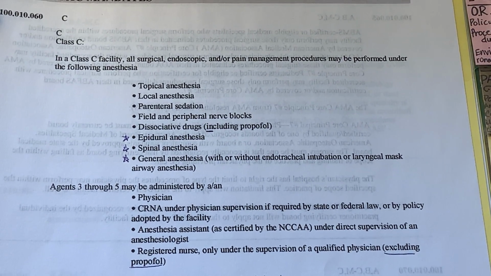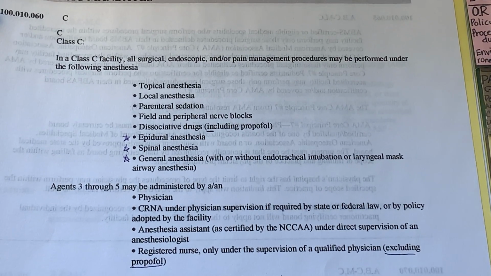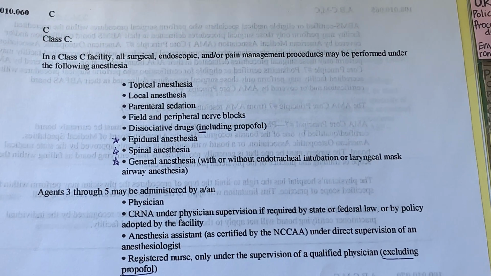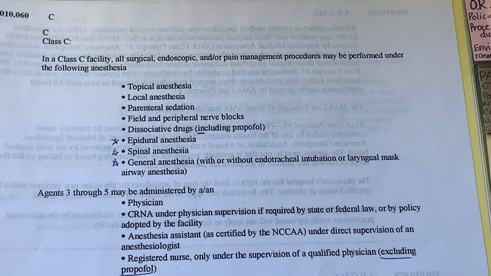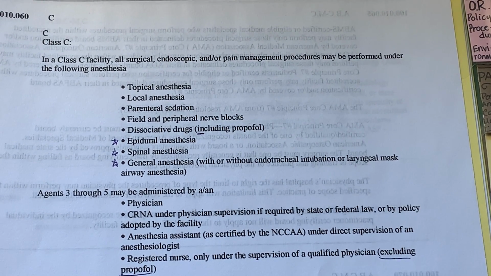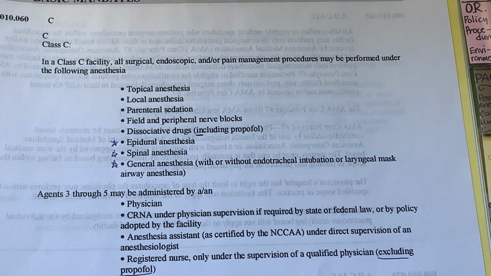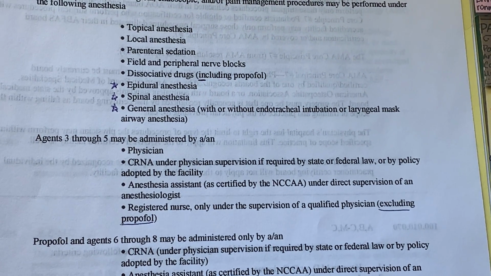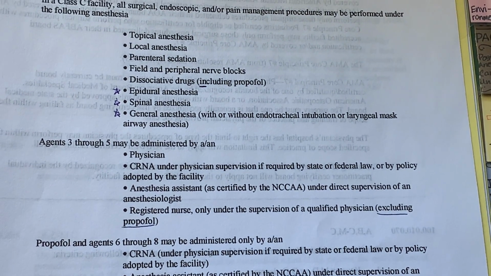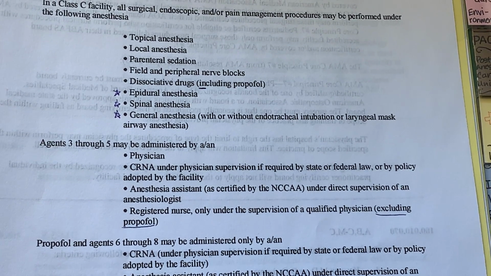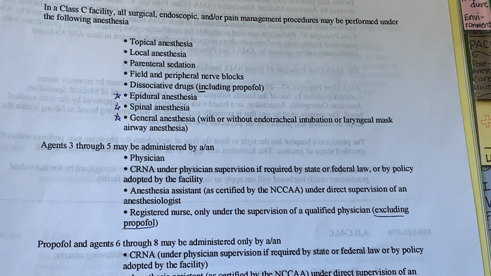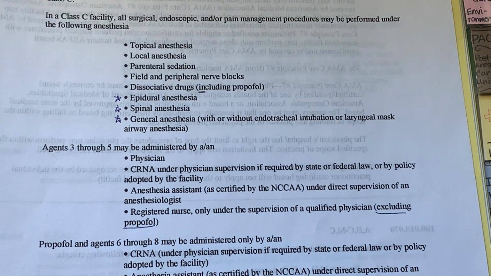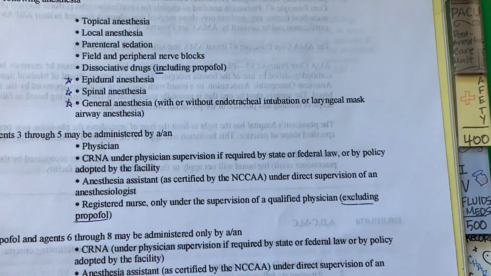Dissociative drugs, including propofol, epidural anesthesia, spinal anesthesia, general anesthesia with or without endotracheal intubation, and the laryngeal mask airway anesthesia. So you are going to need the intubate kit, obviously, on your anesthesia cart. Agents 3 to 5 may be administered by a physician, a CRNA under physician supervision if required by the state or federal law, which technically anesthesia hangs out anyway until the patient's recovered in PACU, or by policy adopted by the facility.